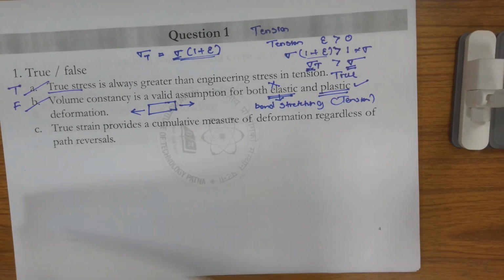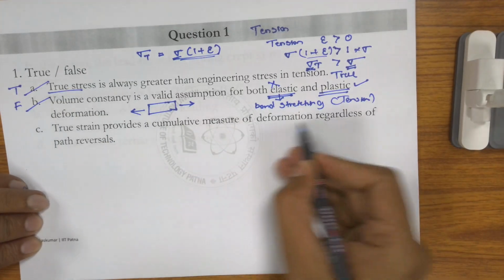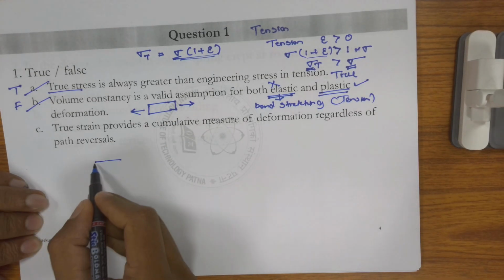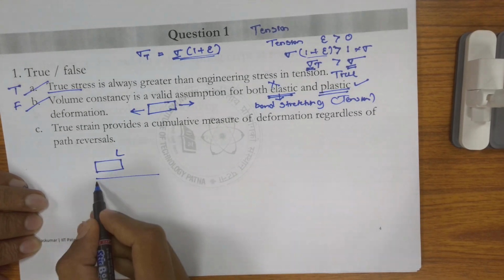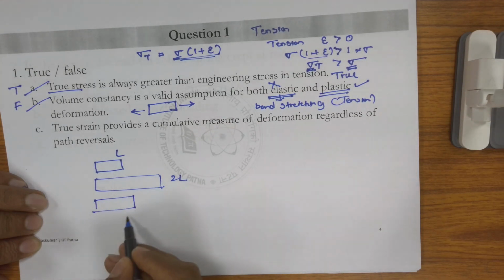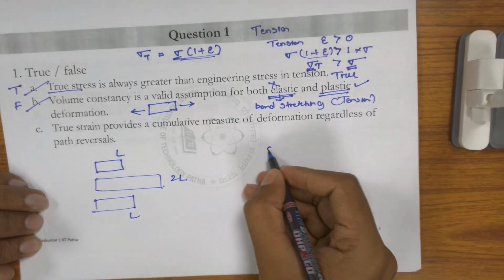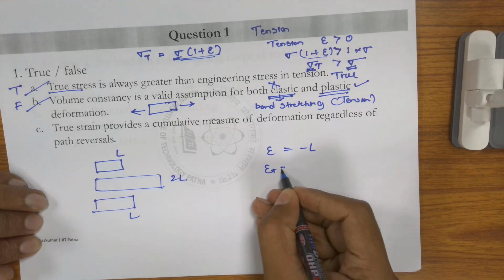Now, a true strain provides a cumulative measure of the deformation regardless of the path reversal. In the class we saw that we took a bar of length L, then we deformed it to 2L, then again we compressed it back to L. So overall there should be no net strain in the material, while engineering strain was giving a strain of negative L, while the true strain was giving 0.